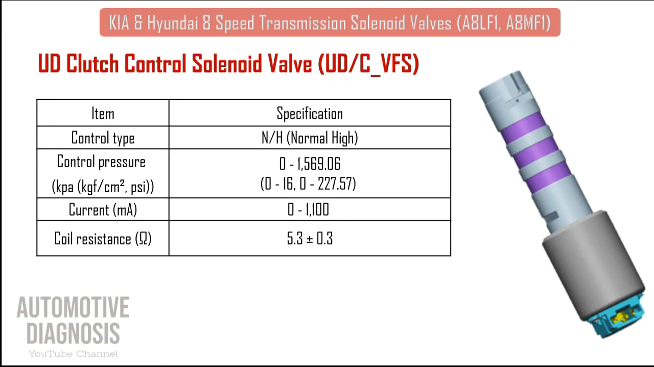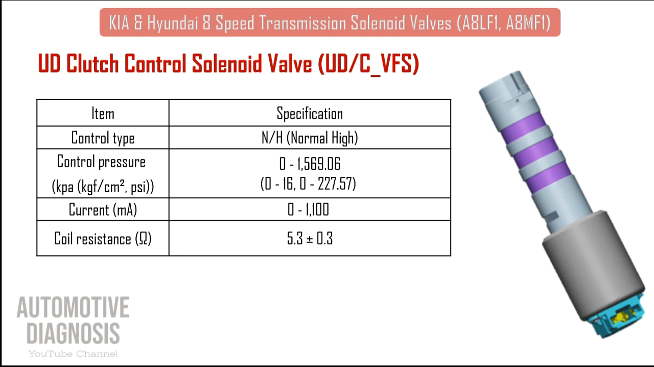Next one is a normal high solenoid valve, which is the UD clutch control solenoid valve. So the UD or underdrive clutch control solenoid valve is different from the other one because this one is a normal high. And when we say normal high, it means everything for the solenoid is the other way around. It means when high current is provided to the solenoid, oil is not provided to that clutch pack or that brake. When low current is provided, the solenoid is going to provide the oil to that clutch pack, and we will see later on the scan tool.